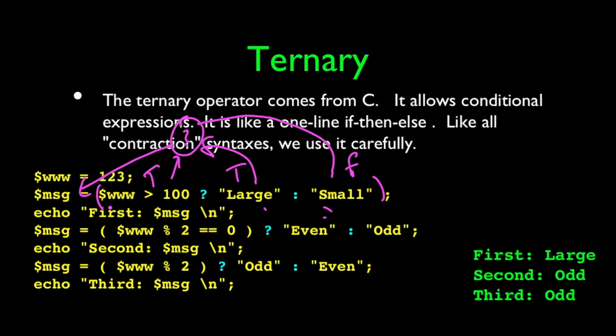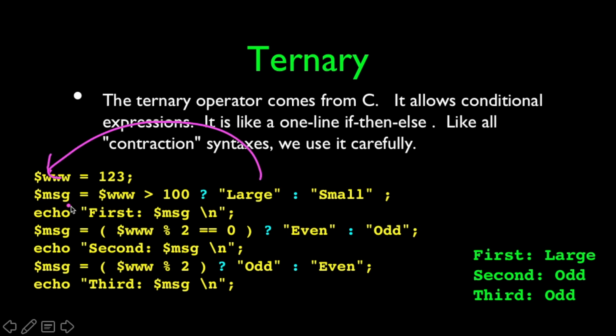So if we look at this code, what this is saying is it is going to assign large into message if www is greater than 100. And it's going to assign small into message if not, but that's not going to work. So it's going to end up with large.